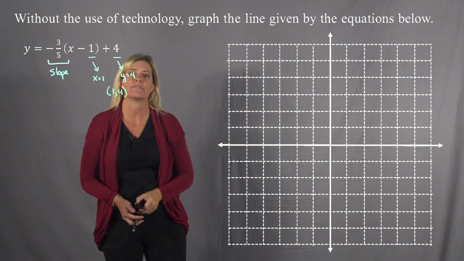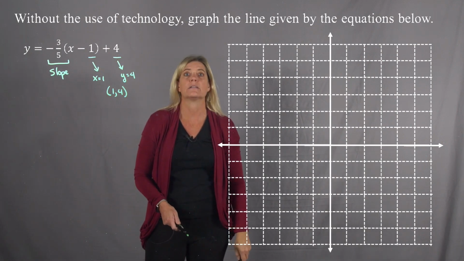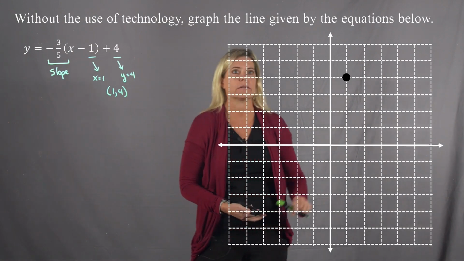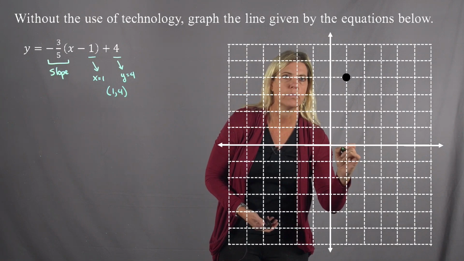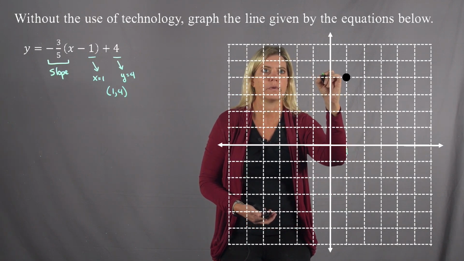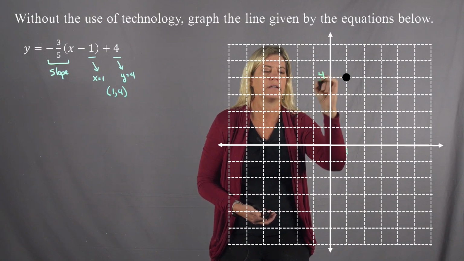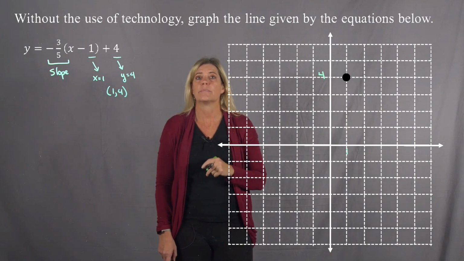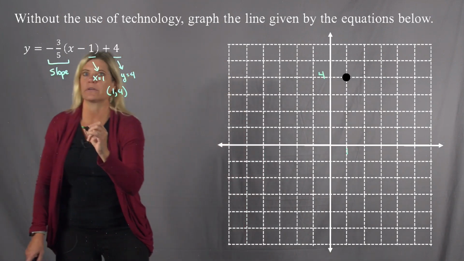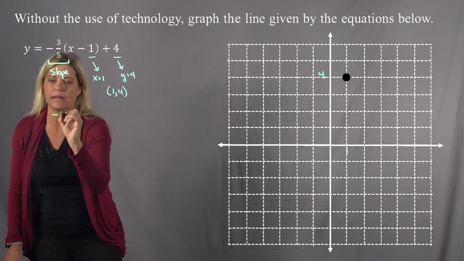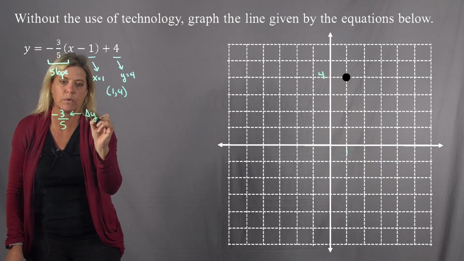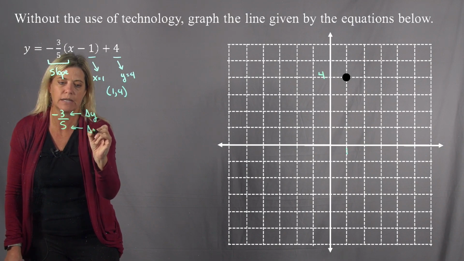So the first thing we want to do here is go ahead and graph this point 1, 4. So on this graph then, we're going to make this 1, and then this up here is 4. So each of these lines is worth a value of 1, basically. And now to have a slope of negative 3/5, remember for slope, this right here, the negative 3/5, this is telling me my change in y, and this is telling me my change in x.